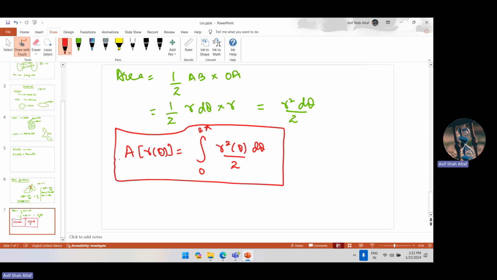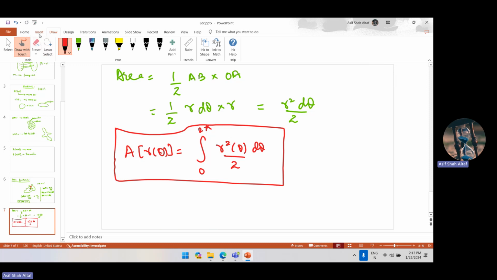So what this functional will do is, you have r theta for some curve, you give it as an input to this functional, and it will give you the area of that curve. Fine. So this is how functionals basically work. You give them a function and they give you out some number which is related to that function. Fine. So similarly, we can define.